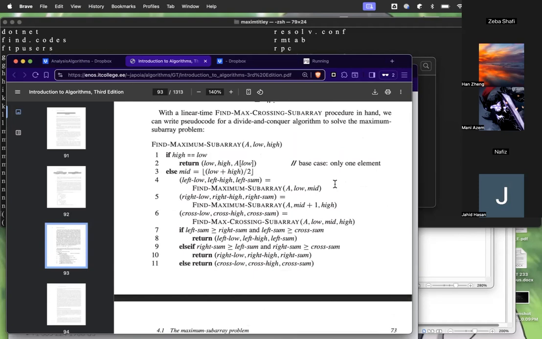So in this case, they wrote pseudocode for a divide and conquer algorithm, and it's supposed to solve the maximum subarray problem. All right. So here's what it does. Find maximum subarray takes an array, a low and a high value. If high is the same as low, return low. Then mid is low plus high over 2.